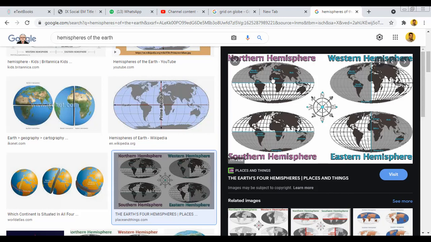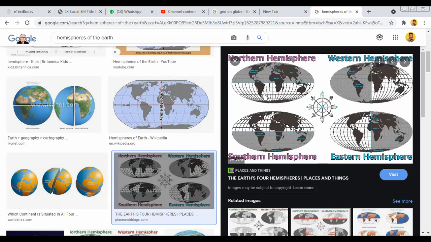It passes through Greenwich Observatory near England. One observatory is there. From that, the central line passes near England, in Europe. So it passes through Greenwich Observatory. That's why it is called the Greenwich Meridian.